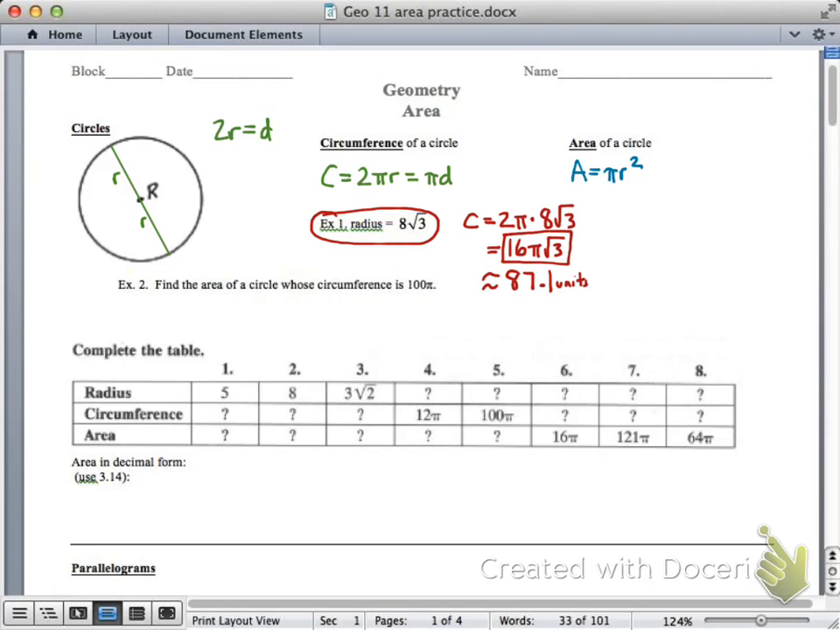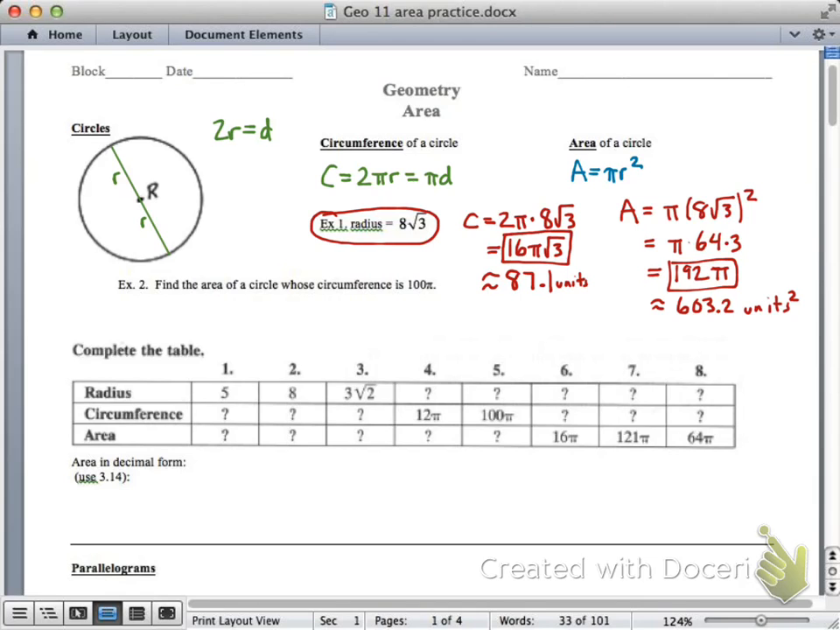The area of a circle would be pi times 8 square root of 3, squared. When you square the stuff in parentheses, the 8 squared is 64, the square root of 3 squared is 3. So 64 times 3 is 192 pi. That's a very acceptable answer. Or you can get the decimal version, 603.2 units squared.